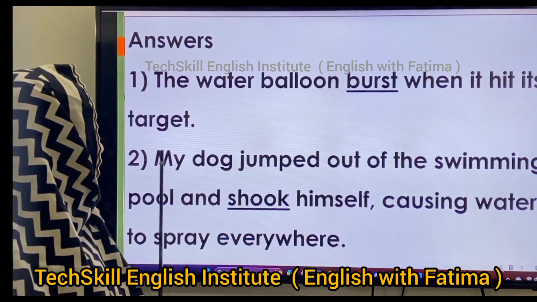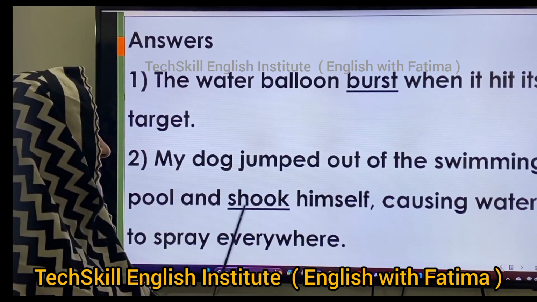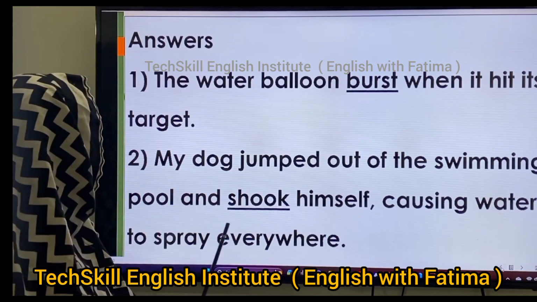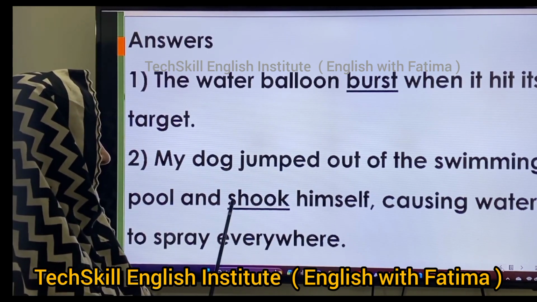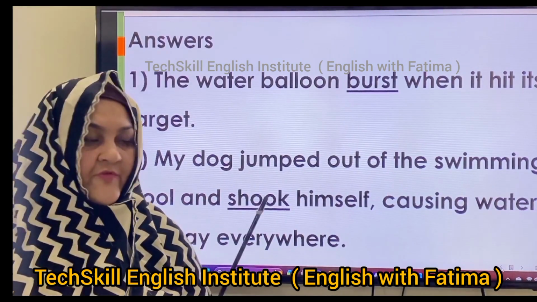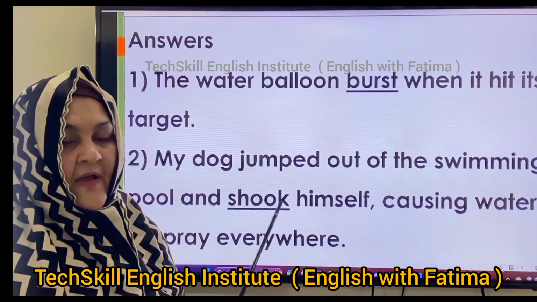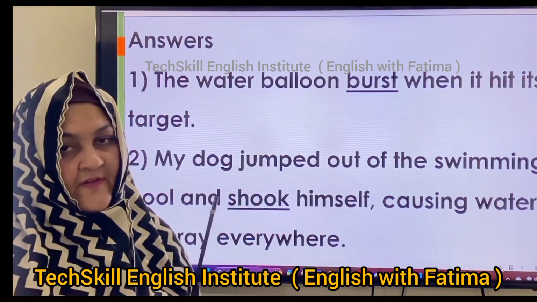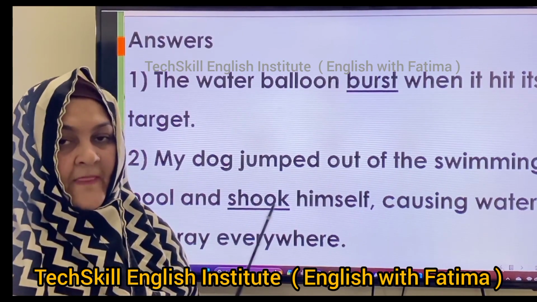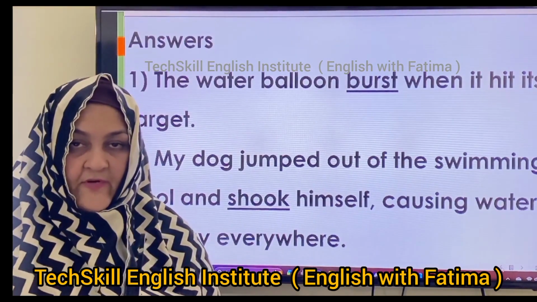The other example: my dog jumped out of the swimming pool and shook himself, causing water to spray everywhere. Shake, shook and shook. Shake is the base form, shook is the second form, past simple, and the participle form is also the same, shook and shook. So we are not using ed at the end, so this is also an irregular verb.